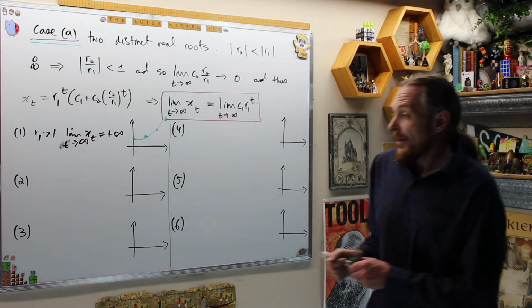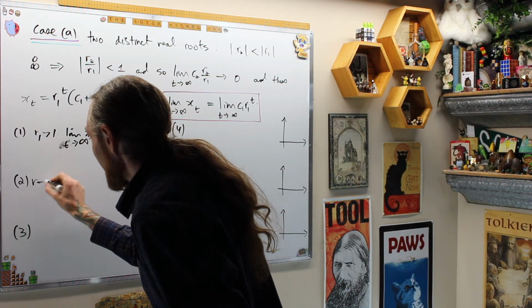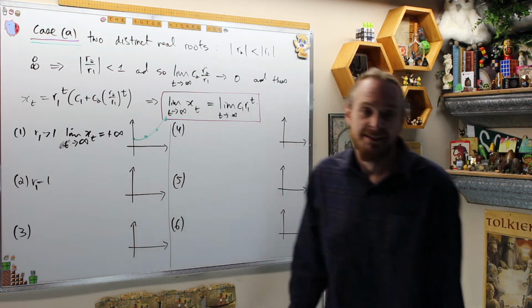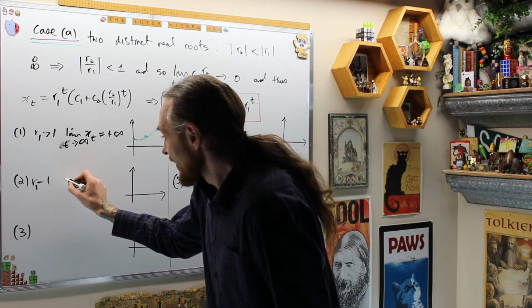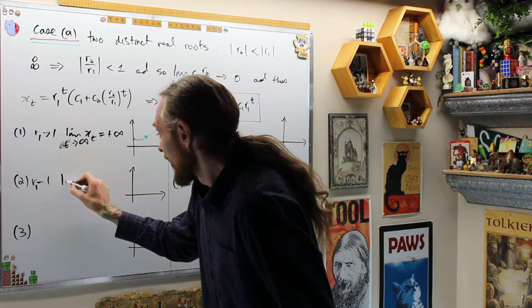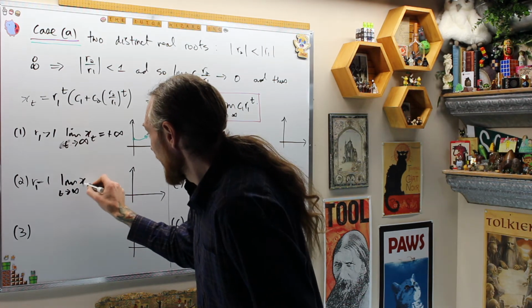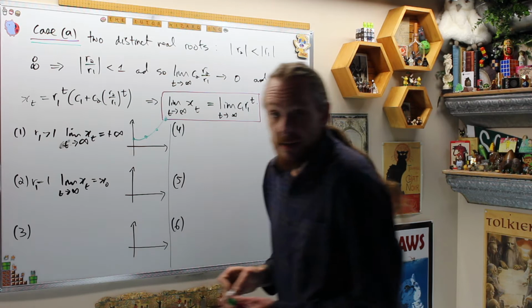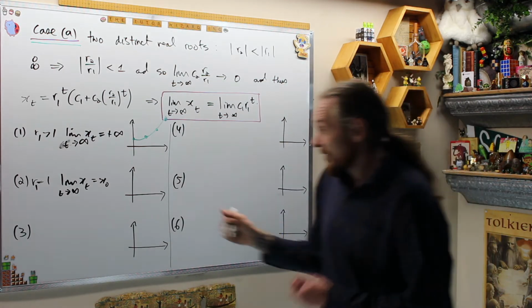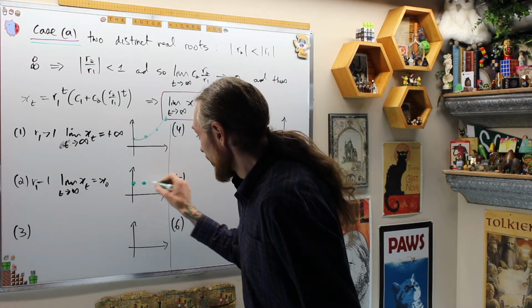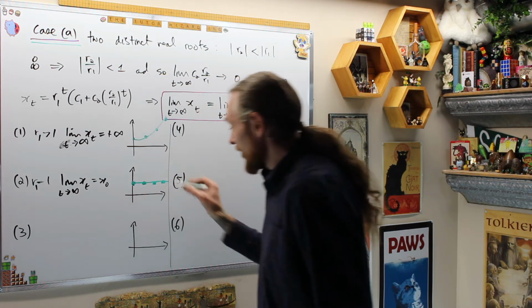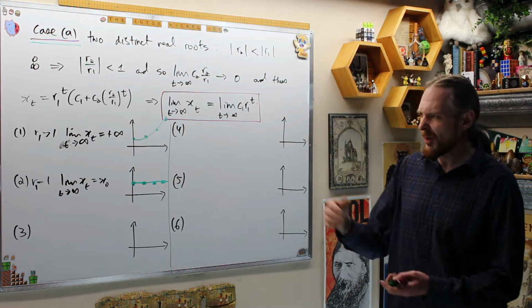In case 2, if we have that r is exactly equal to 1, then we're going to get a constant term. The limit as t approaches infinity of x(t) is going to be our starting point, and we're just going to get a constant solution, which technically is stable, but not asymptotically stable, which will be the theorem we want.